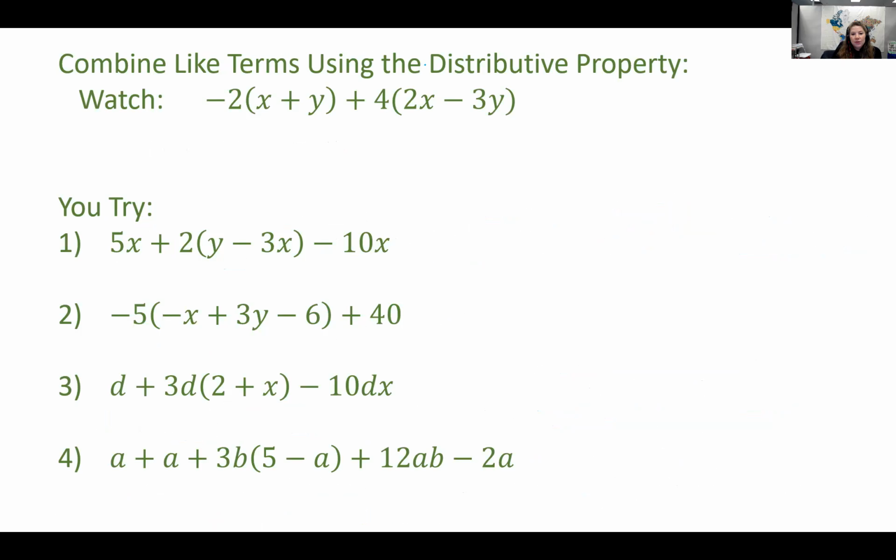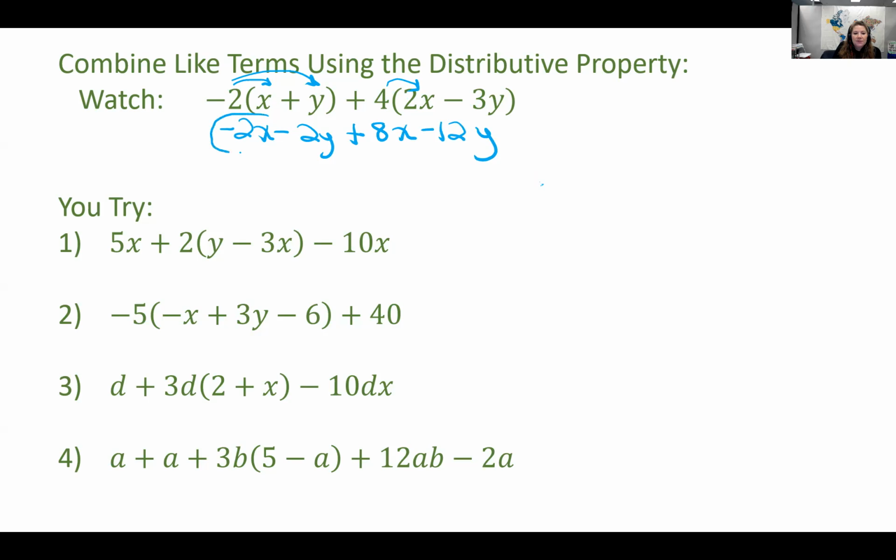All right, you can't add unlike terms, but you can multiply unlike terms, okay? So everything in the parentheses are unlike terms, so I'm going to use the distributive property. So negative 2 times x is negative 2x. Negative 2 times y is negative 2y. Plus 4 times 2x is 8x. And 4 times negative 3y, 4 times negative 3 is negative 12y. All right, so now I've used the distributive property. My parentheses are gone. Now I'm going to combine like terms.